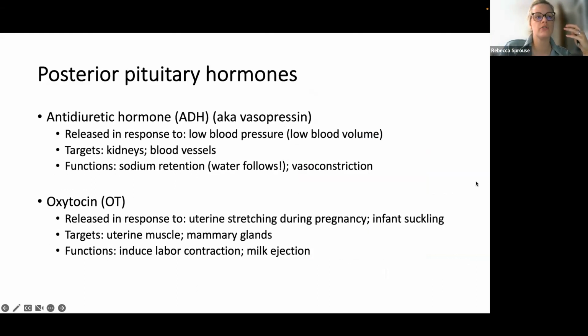All right, so there's only two hormones here in the posterior pituitary to be aware of. One is antidiuretic hormone, one is oxytocin. Antidiuretic hormone, think of this as anti-urination hormone. Maybe a lot of you have heard of what diuretics are, and in elderly people who have kidney problems or fluid retention issues, they maybe need to take a diuretic, which makes them have to go to the bathroom a lot.